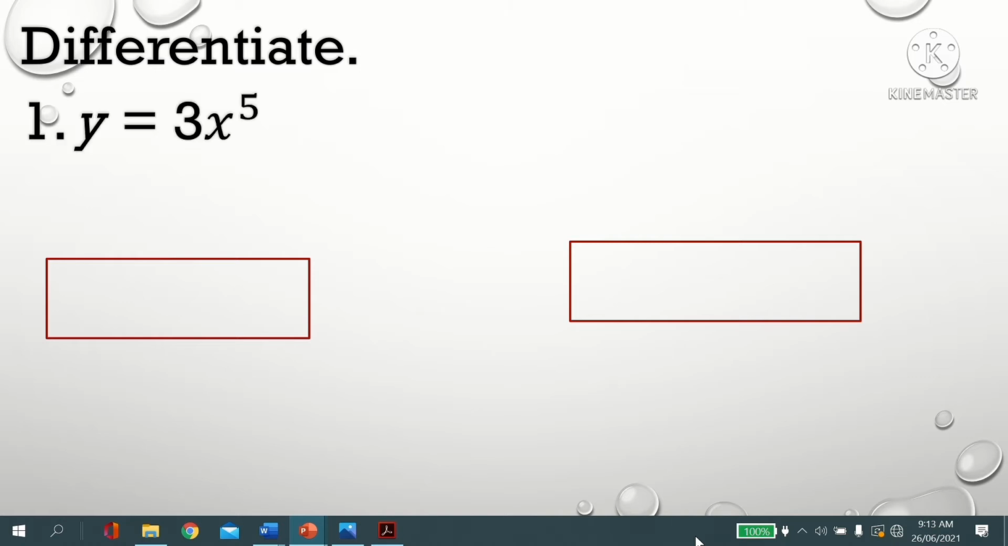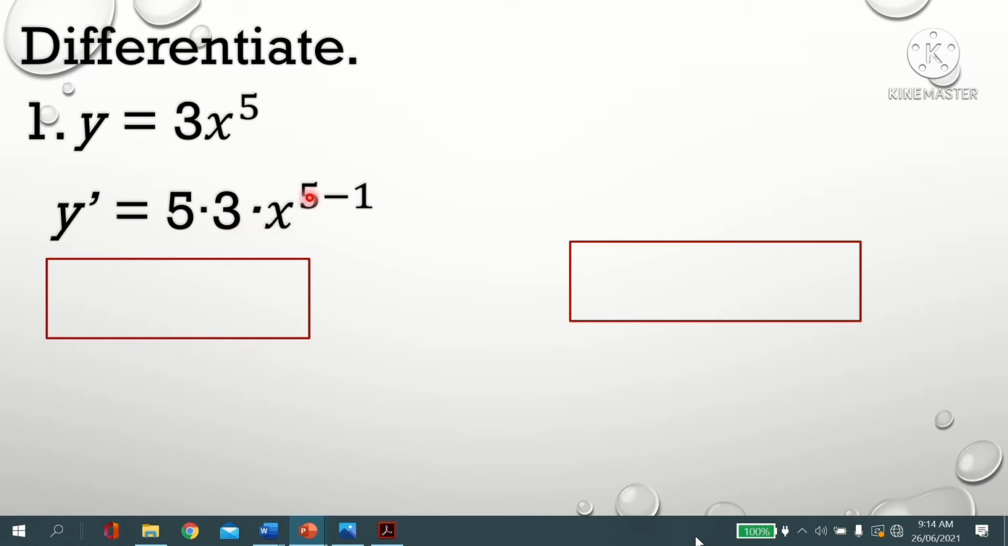Y is equal to 3x raised to 5. So, ang derivative po niyan is represented by y prime. So, again, ang gagawin nyo lang po, you copy the exponent, which is 5, times, ito po, si constant po nito, numerical coefficient po ng x raised to 5, 3. So, 5 times 3, and then, multiply it to this one. I-apply nyo po yung power rule. So, 5 times 3 times x raised to 5 minus 1.